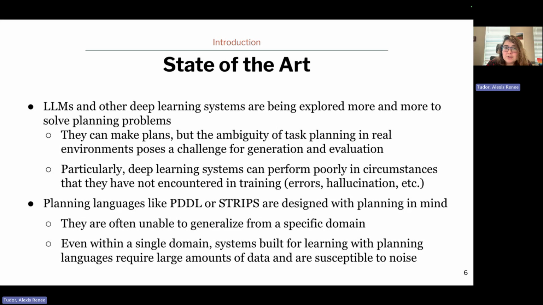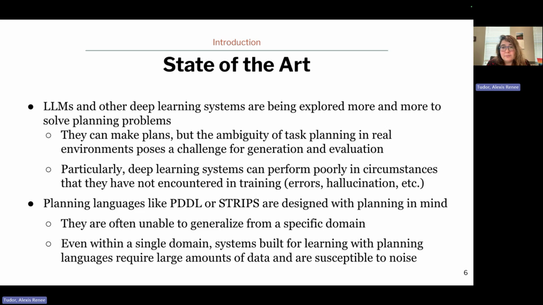For many planning applications, particularly embodied ones, the state of the art is various kinds of deep learning. And deep learning can do pretty good with planning. Particularly, a lot of research is floating around on how to do planning with LLMs. But these aren't perfect solutions. Ambiguity in the environment stretches beyond the bounds of the context of a deep learning system, and particularly, LLMs and deep learning systems perform poorly on circumstances they haven't encountered in training. Notably, when encountering a situation they don't know how to plan for, they can't recognize that. Instead, they can hallucinate, putting out confidently wrong answers.